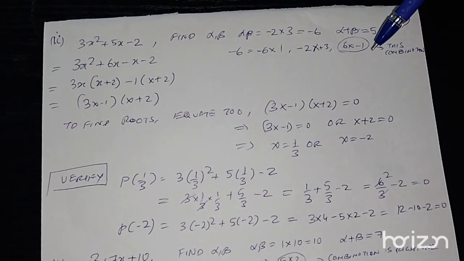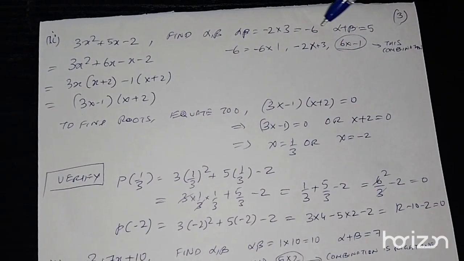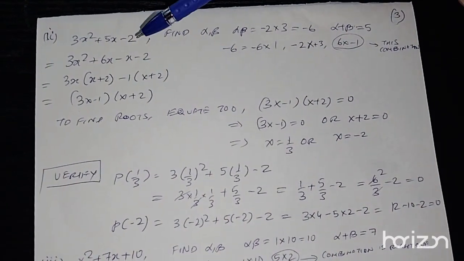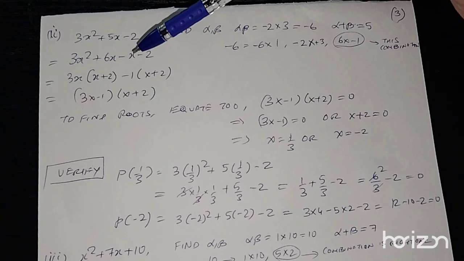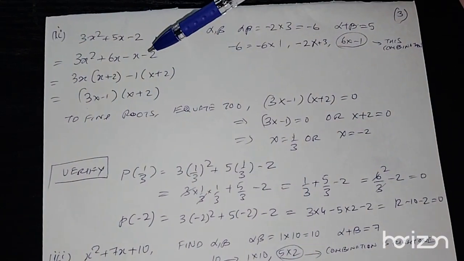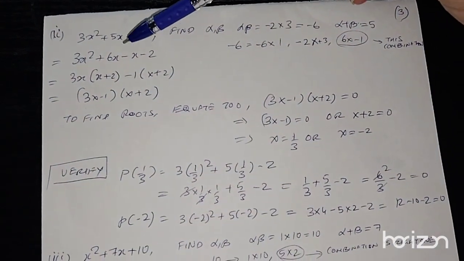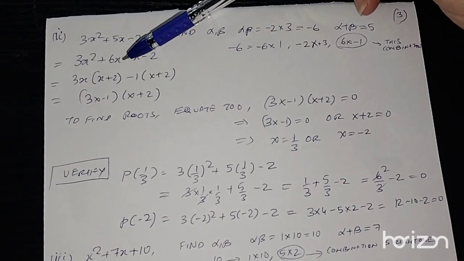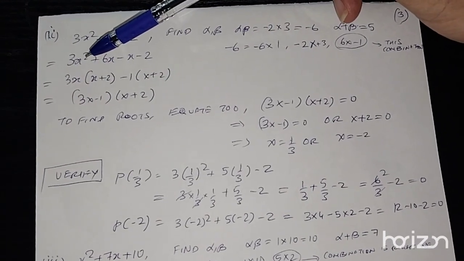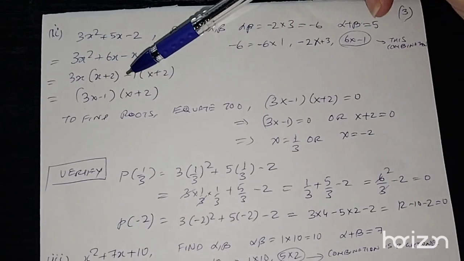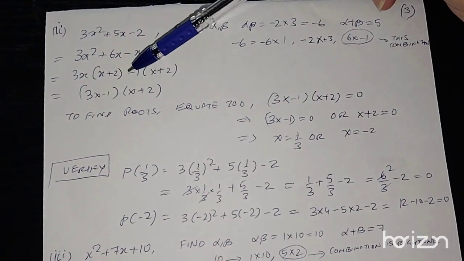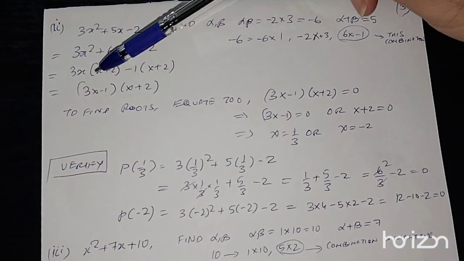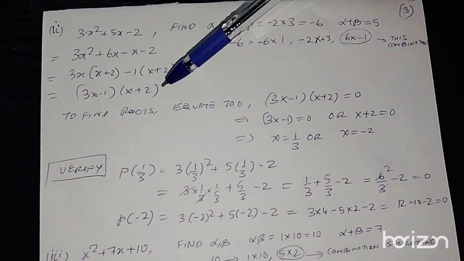So if you take 6 and minus 1, when you multiply both, you will get minus 6. When you add both, you will get plus 5. So this combination is good. So 3x squared plus 6x minus x minus 2, we can split the 5x as 6x minus x. Then from 3x squared plus 6x, you can take out 3x common. Okay, that leaves it with x plus 2. And here you can take minus 1 common, that gives you x plus 2. So if you take x plus 2 common, you will be left with 3x minus 1 and x plus 2.